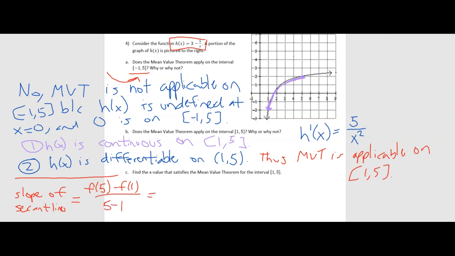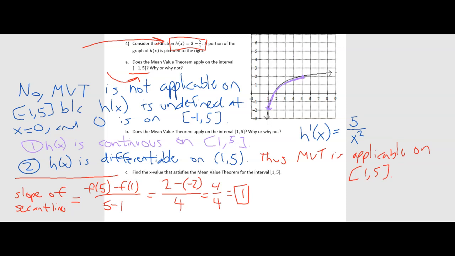F of 5 is equal to 2. F of 1 is equal to negative 2. And you could do that math up here using the actual function. The graph does show that those 2 points run through the exact corners of those boxes, so we can go with that, but you can also check using the original function. Over 4. This gives me 4 over 4, which is equal to 1. So the average rate of change, or the slope of the secant line, is equal to 1.